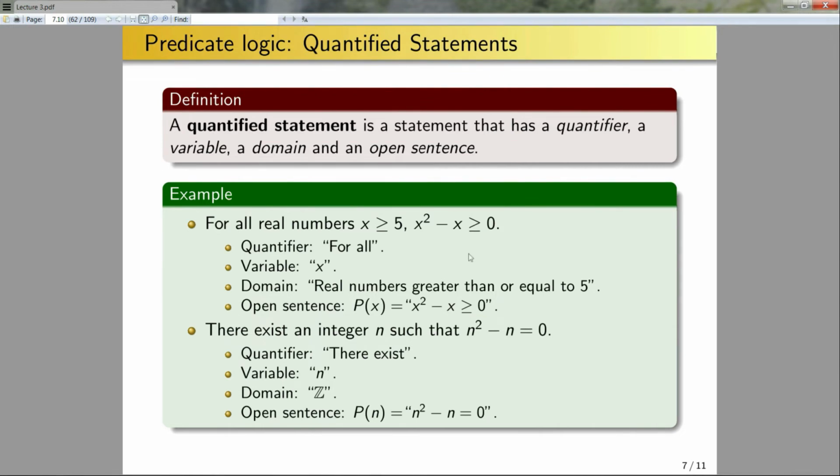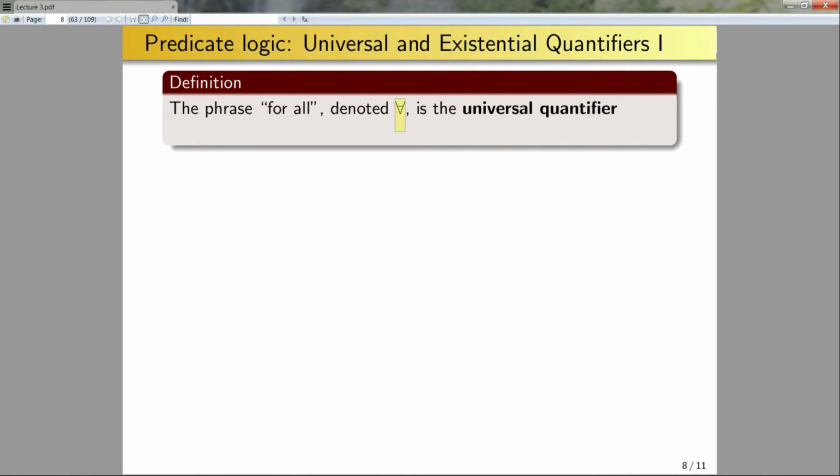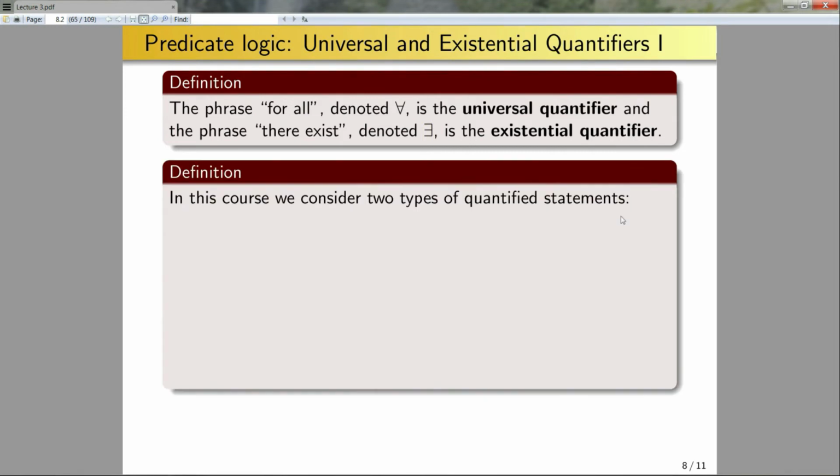So with these examples in mind, let's explicitly define quantifiers. So the phrase for all, denoted by this upside down A, is the universal quantifier, and the phrase there exists, denoted by this backwards E, is the existential quantifier. So in this course, we're really only going to consider 2 types of quantified statements.